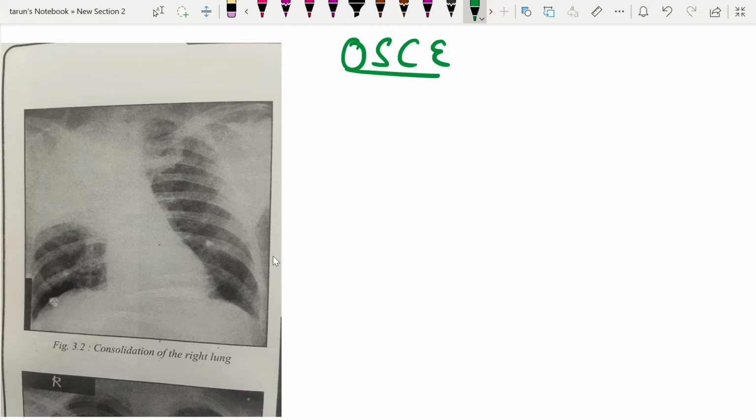For describing this, you will say this is a PA view of the chest showing a sharply defined triangular homogeneous opacity involving the right upper and mid zone. So this is a PA view of the chest showing a sharply demarcated triangular homogeneous opacity involving the right upper and mid zone.